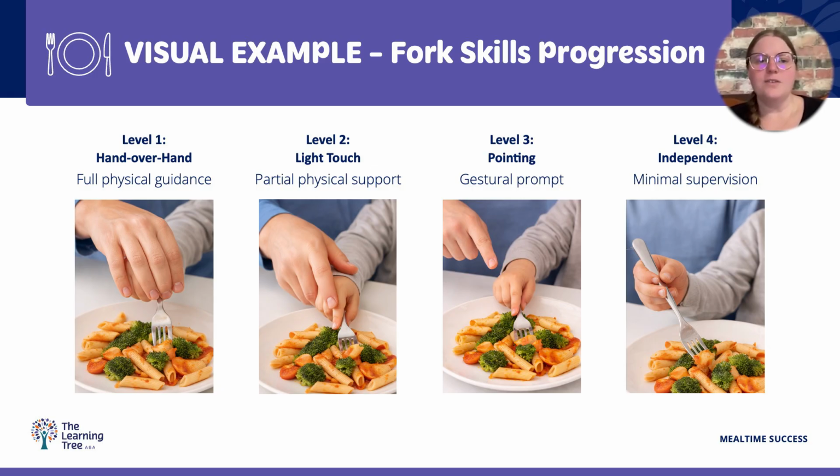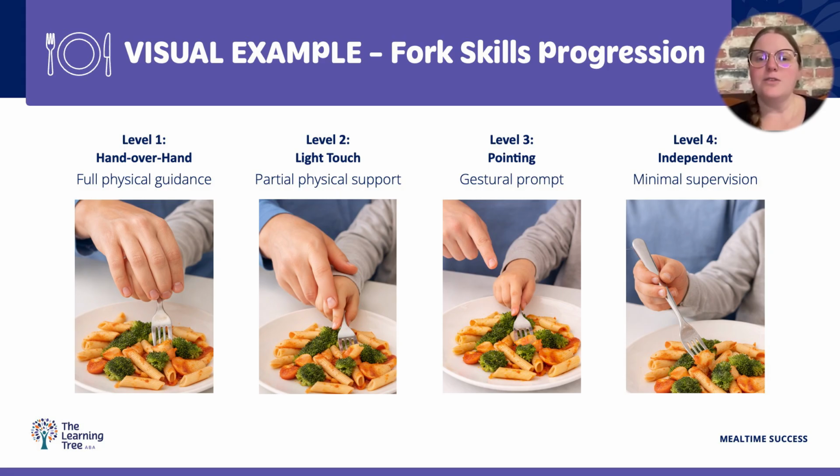So for level 1, we have some hand-over-hand physical guidance. The adult is going to put their hand over the child's, helping them grasp the fork. Can bring the child's fork to the plate. Practice the stabbing motion, making sure that you have a piece of food on the fork, bringing the fork back to the child's mouth and allowing them to take that bite off of the fork.